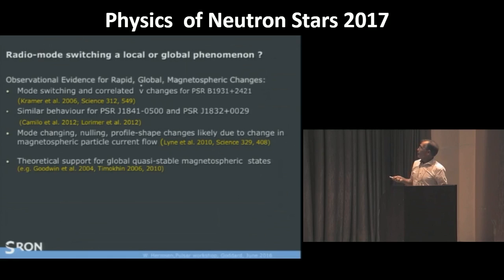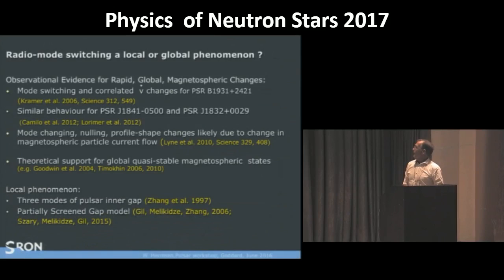At the same time, there was theoretical support that the magnetosphere has global quasi-stable magnetospheric states. At the same time, there are papers that explain the mode switching of the radio as a local phenomenon by discussing the inner acceleration gap, for instance, with partially screened gap models.